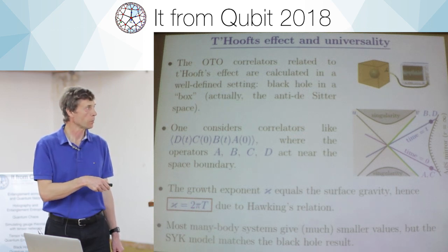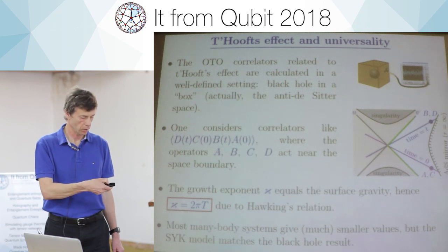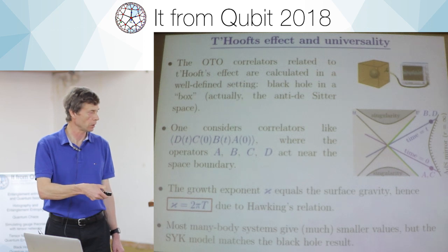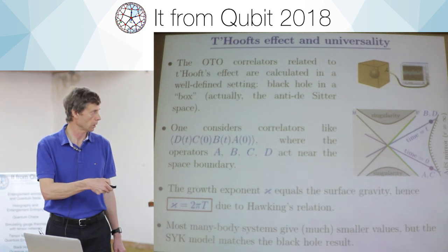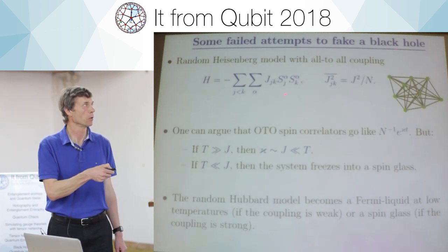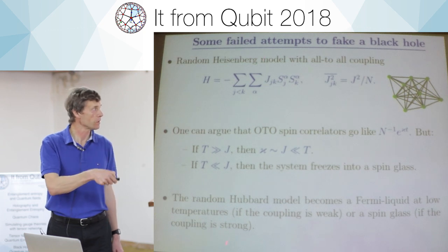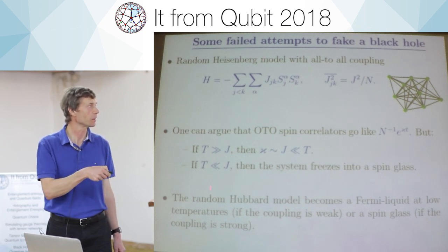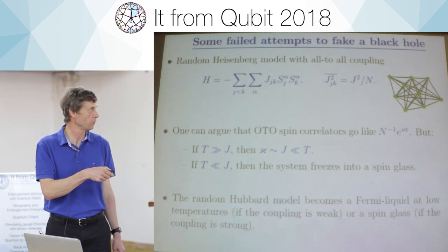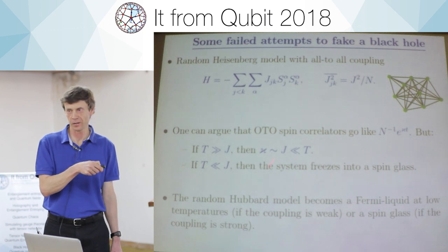And most many-body systems, if we pick a random many-body system, will show an exponent much less than that. So finding a system with exactly this exponent would provide some analogy with black holes. And these are some failed attempts to fake a black hole. I went through this exercise, so you don't have to repeat it, but there may be some turns that I didn't take, and it may still be worth repeating some of these steps.